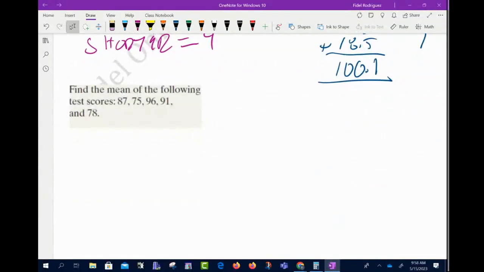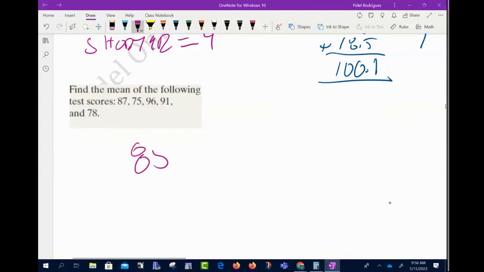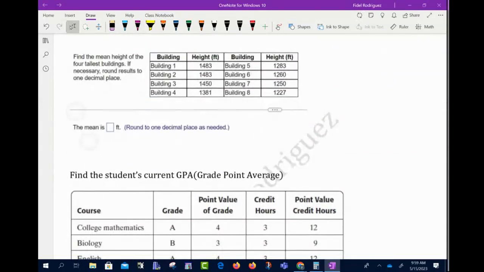Okay. So again, y'all, how do we find the mean? It's just the average. We take the numbers, we add them up, and we divide by however many numbers we have. So look, 87 plus 75 plus 96 plus 91 plus 78. 427. How many numbers do I got here, y'all? Five. So we're going to take that number, divide it by five, and we come up with an 85.4. And there's our average, right? So again, finding an average is pretty straightforward, right? You add all your numbers up, divide by however many you have, and then we're done.